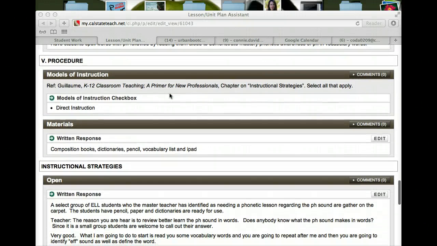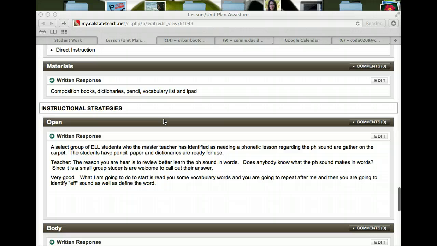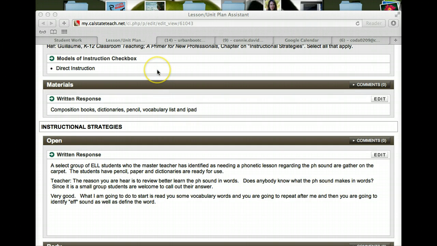So now you've got the model of instruction, which is going to be direct instruction. That means you're going to do most of the talking. You're going to tell them what to do, and you're going to check for understanding that they know what to do. That's all that direct instruction is. You don't have them doing it by themselves, collaborating with one another, talking about it, or doing any pair share.